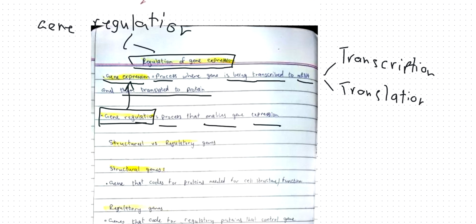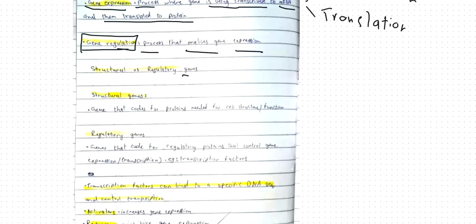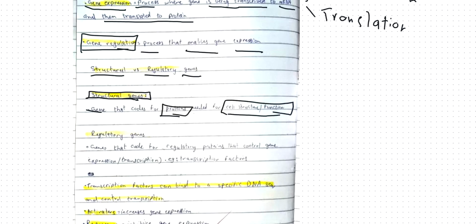So there are two types of genes that you need to know: the structural genes and the regulatory genes. The structural genes are the genes that code for proteins needed for cell structure and function. So basically, collagen is one of the proteins. The structural genes will code for collagen and keratin as well, and a lot of other examples. So what are regulatory genes?